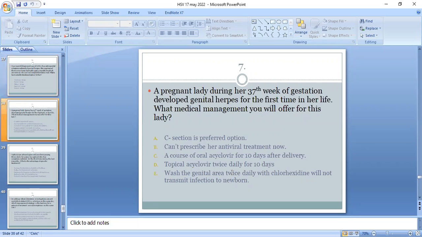Seventh MCQ is a pregnant lady during her 37th week of gestation developed genital herpes for the first time in her life. What medical management will you offer for this lady? Whether C-section is the preferred option for delivery, or cannot prescribe the antiviral treatment? No. A course of oral acyclovir for 10 days after delivery, or topical acyclovir twice daily for 10 days, or wash the genital area twice daily with chlorhexidine will not transmit infection to the newborn. Which is the correct option? Alpha. Yes, alpha is the correct option. So it can prevent the infection to the newborn.